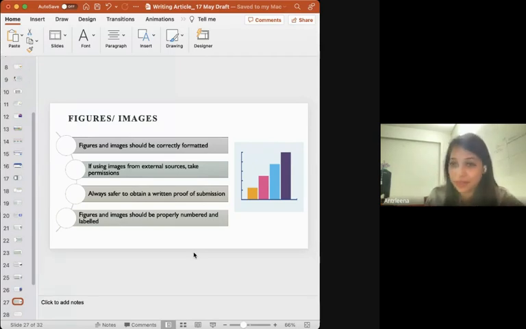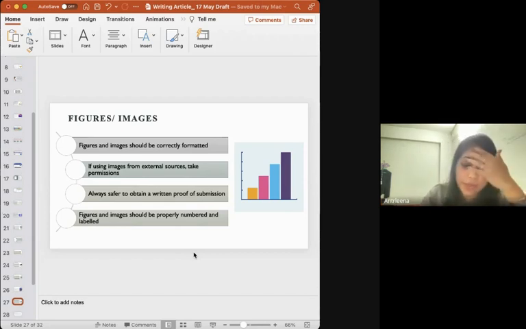Otherwise, again, they will be hesitant to publish your paper, because remember, editors are busy people. Editors are very, very selective as well. So they want perfect papers, and you have to try to make your paper as perfect as possible. Okay, from your side there shouldn't be any glitch, and this is one of the things. Format them well.